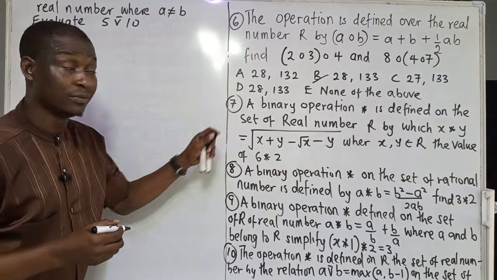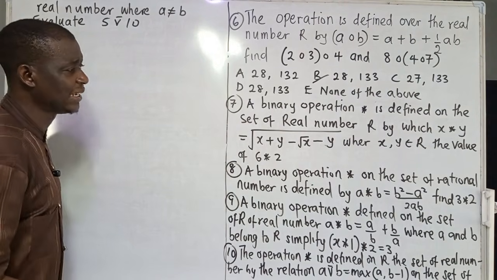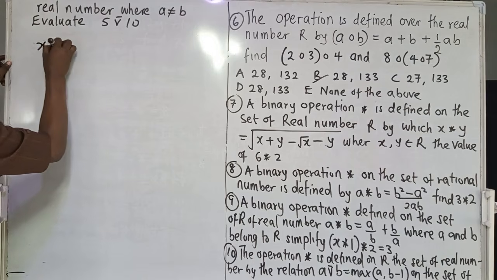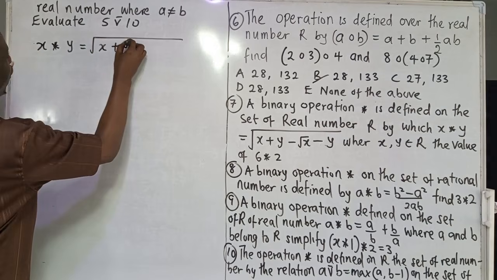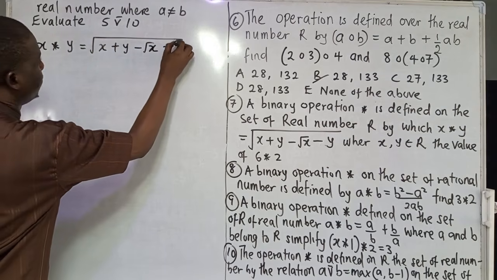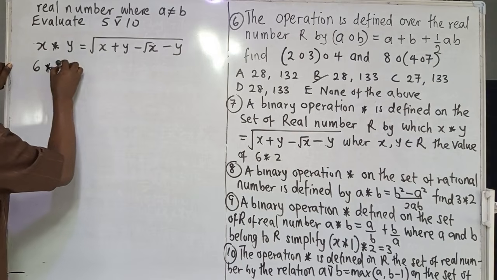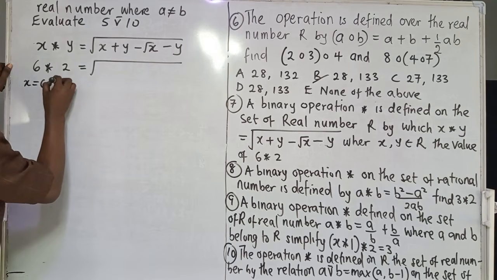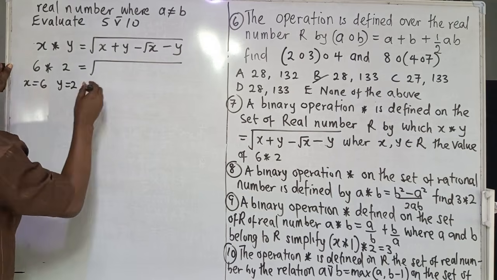Now we'll move to number 7. It said what? A binary operation is defined on the set of real numbers R by what? S operation Y is equal to square root of what? S plus Y minus root S minus Y. Now where S and Y are elements of real numbers, find the value of what? 6 operation 2. So this one, anywhere we see S, we put 6. Anywhere we see Y, we put 2. S is 6, Y is 2.